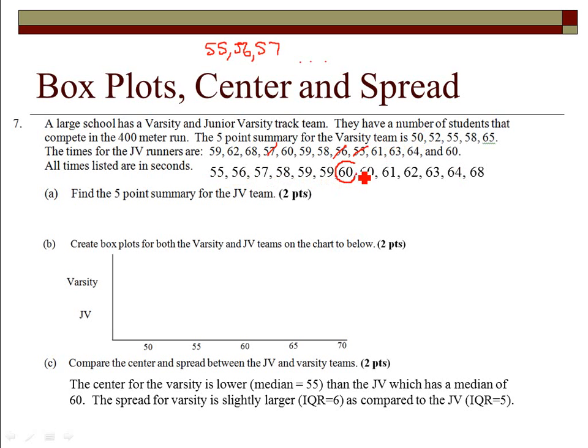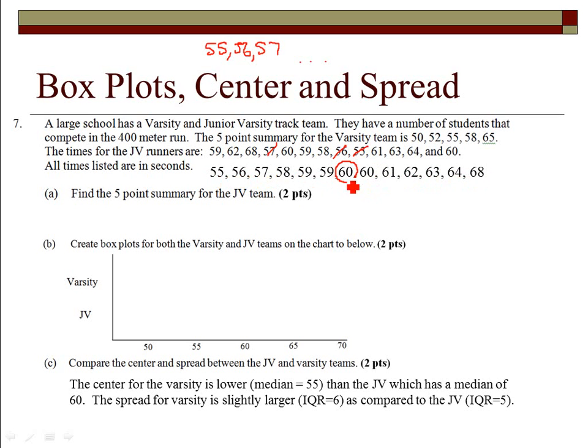I have half the values below 60: 1, 2, 3, 4, 5, 6. Half the values are above 60: 1, 2, 3, 4, 5, 6. Even though I got that same 60 here, it doesn't matter. I still apply those rules, so 60 would still be classified as the median.